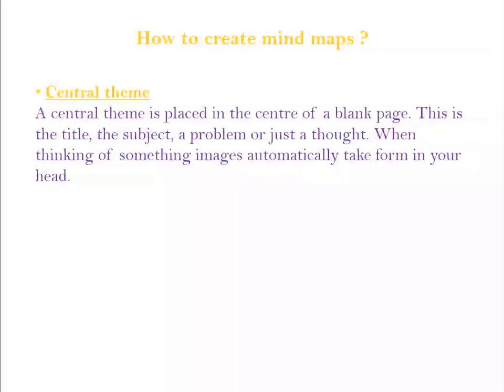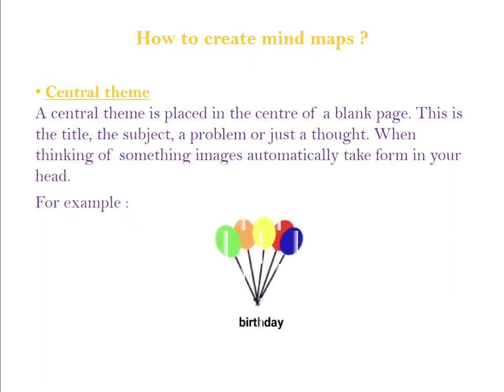When thinking of something, images automatically take form in your head. For example, the image of a colorful bunch of balloons comes to your mind when you think of a birthday. So the birthday becomes your central theme. This is your subject or the title of the mind map.